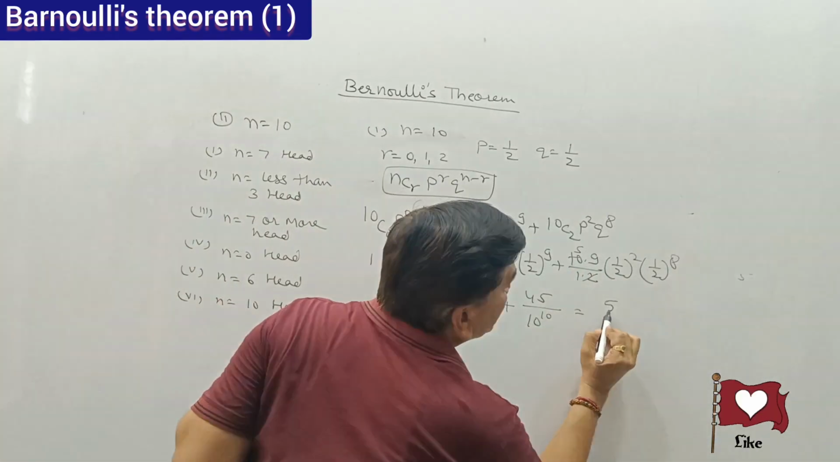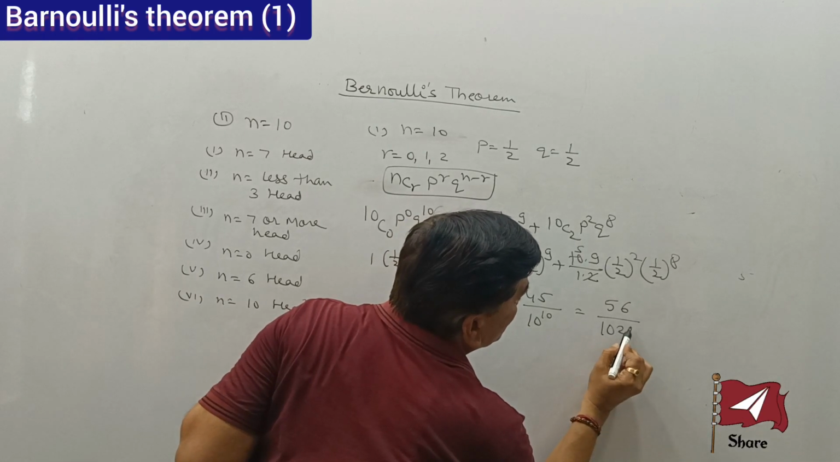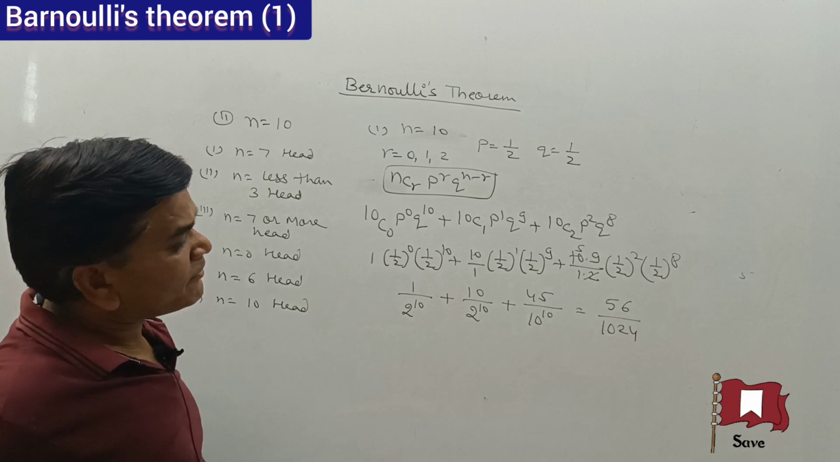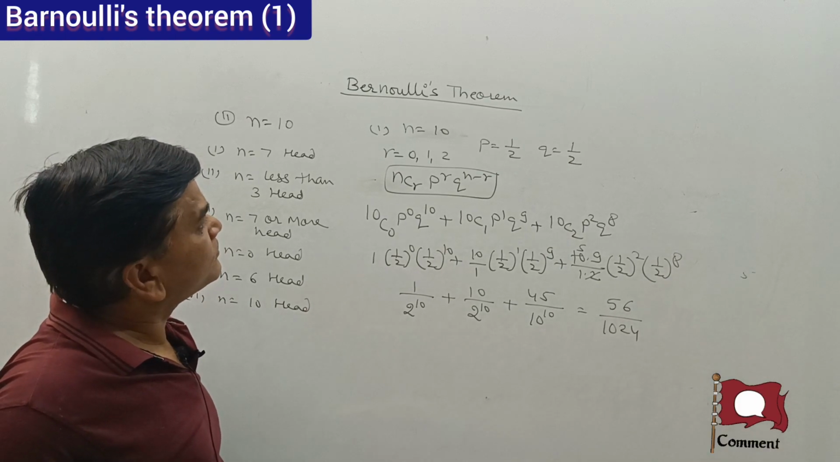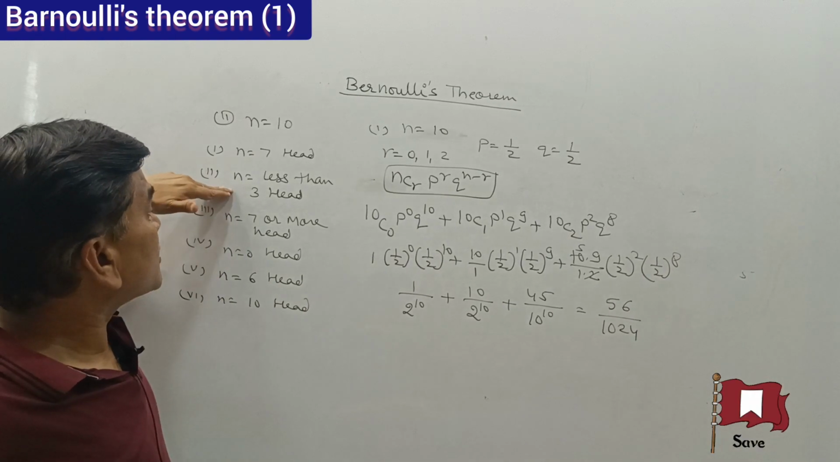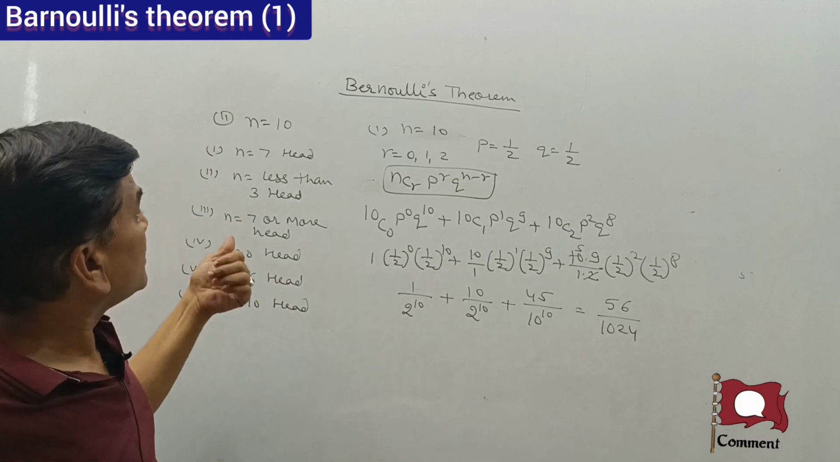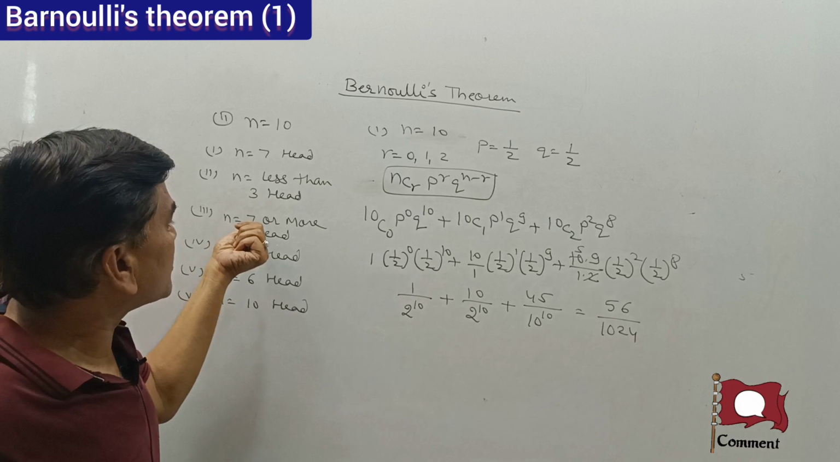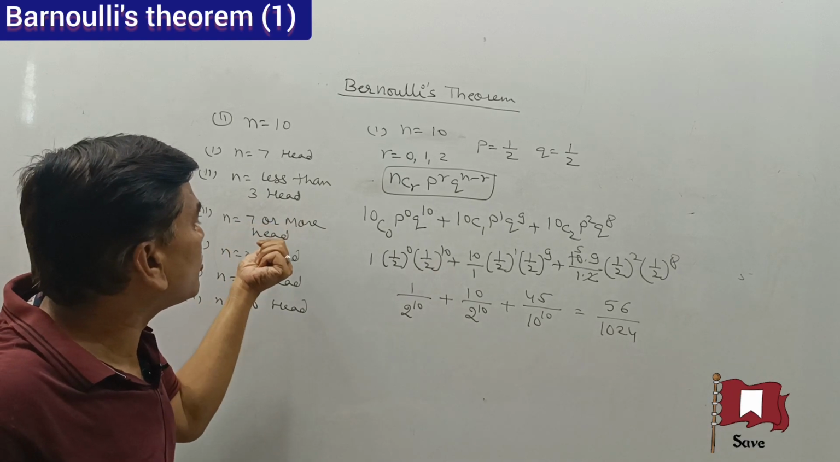So that is 56 divided by 1024. So this is the probability. Probability is 56 divided by 1024. So in this question there may be no problem at all. Here, if they write 3 or less, like in this question they have written 7 or more heads.